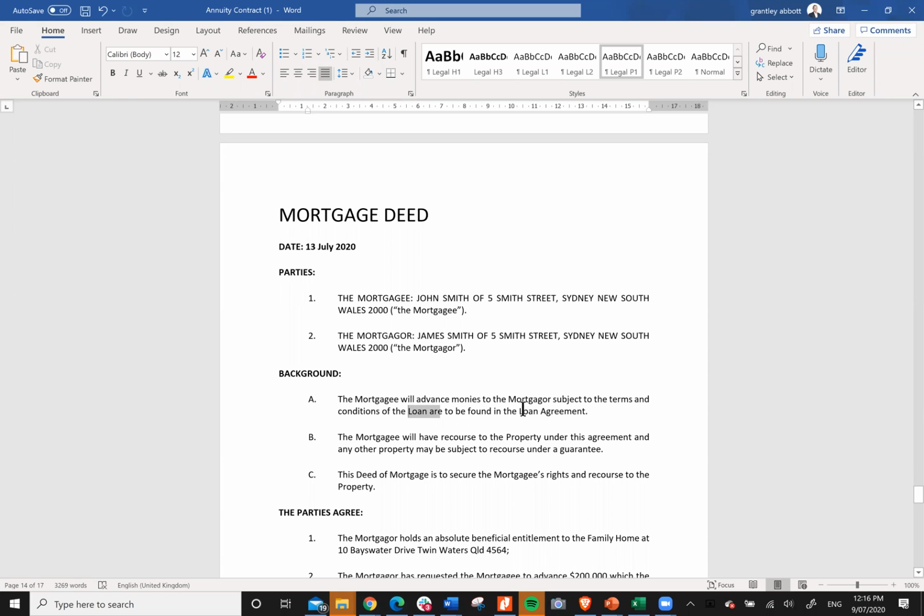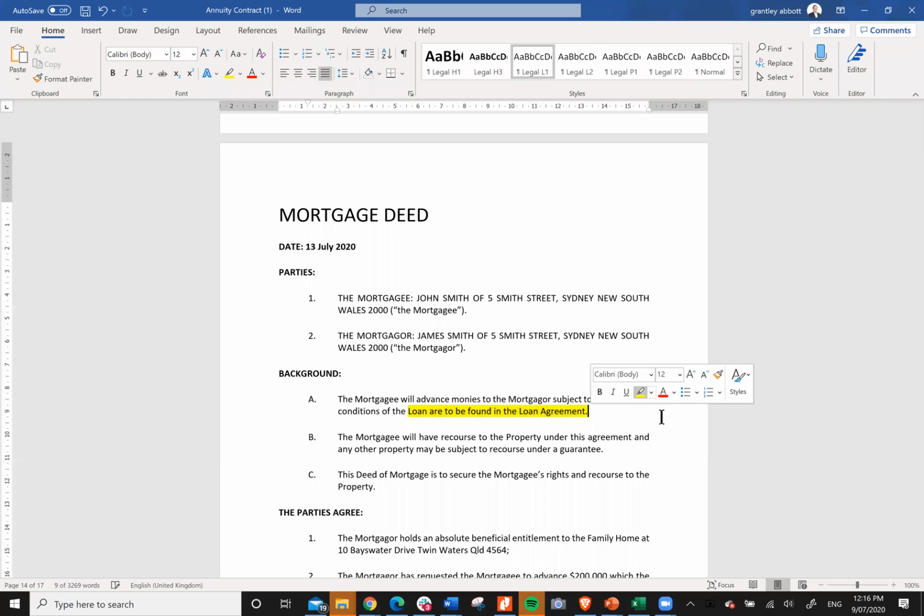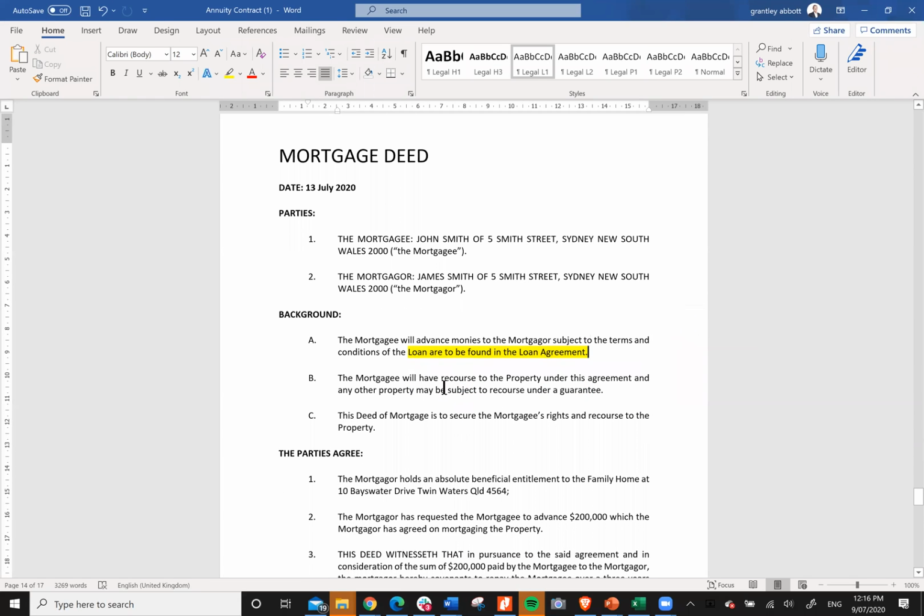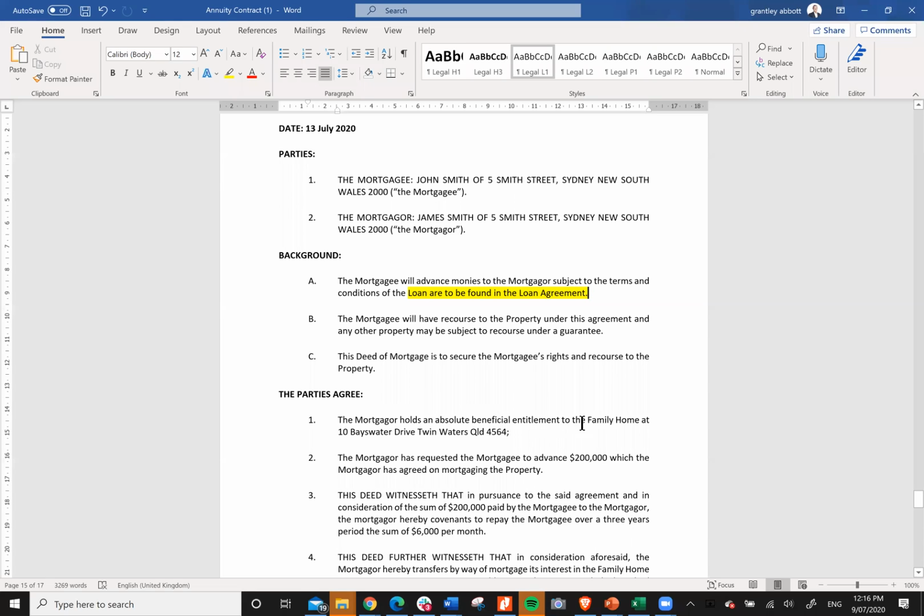I just need to change that. So that should actually be annuity agreement. They've missed out on that one. And the mortgagee will have recourse to property, blah, blah, blah. The mortgagor holds an absolute beneficial entitlement to the family home at this. The mortgagor requests the mortgagee to advance $200,000, which the mortgagors agreed on mortgage.